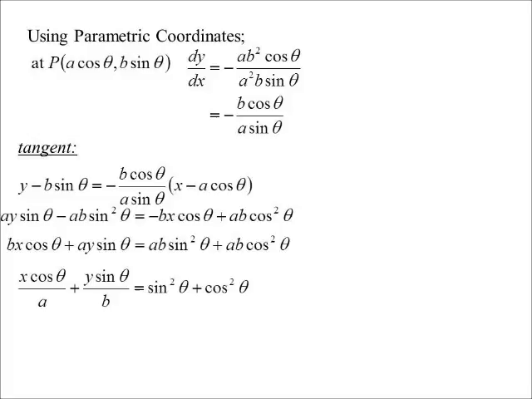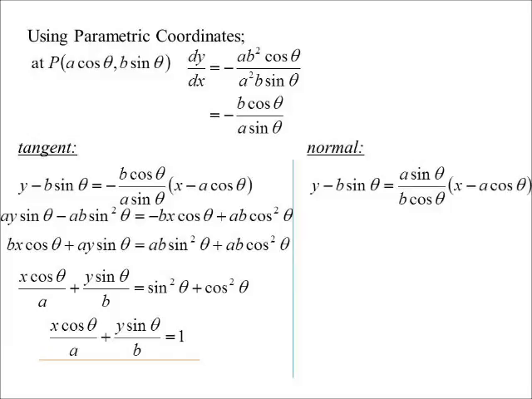Well, I'll divide everything by that ab because it would be nice to make it look a little bit like the other one where everything was equal to 1. And the sine squared plus cos squared is 1. And there's our formula in parametric form.